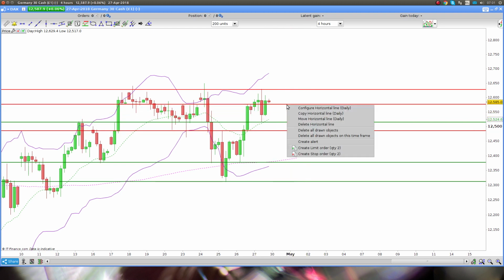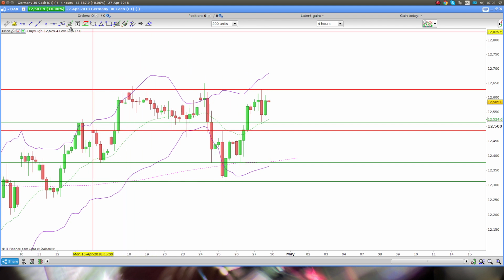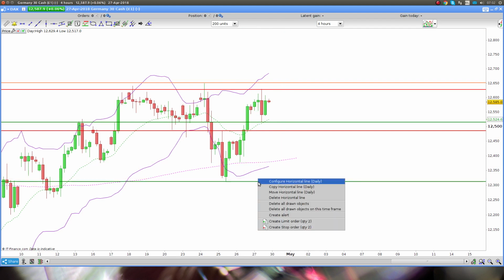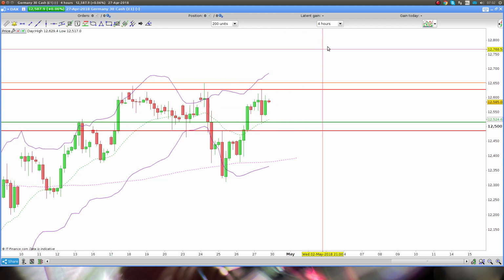So for example, this one here in the middle of nowhere, I don't want to trade that, because there is a level and there's a level on the 4 hour. Okay? And this one here is a level. And then we have another one up here. Okay, so delete that. Delete that. So for now I have 4 levels on my chart.